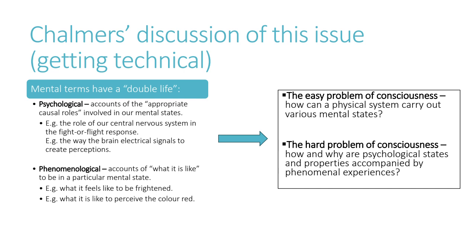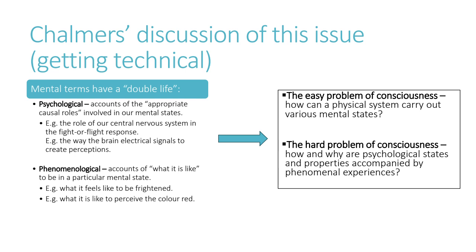And he says to give a psychological account is just to discuss the appropriate causal roles involved in the mental states that we have. So, for example, we might discuss the role of our central nervous system in the fight or flight response. We might talk about the way in which the brain develops and moves around electrical signals to create our perceptions. If I'm talking about fear in a psychological sense, what I will be saying is that fear is the thing which triggers us into reacting to dangerous stimuli in the following way. So mental terms can fit into those discussions just by playing a particular role in trying to explain the way that we respond to stimuli and the way that we act, for example.